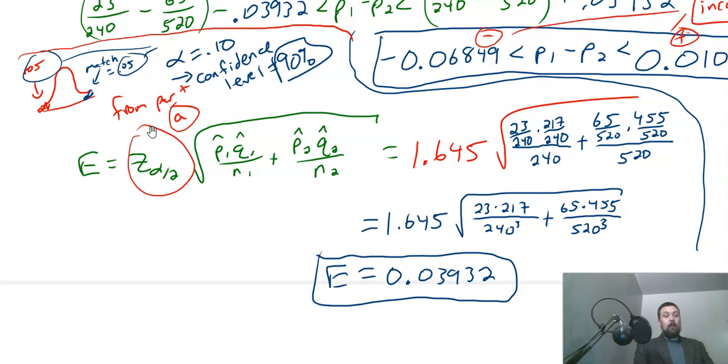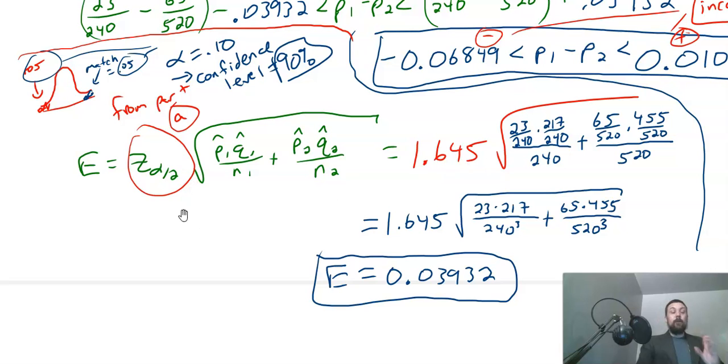And for the critical value, I want to use the same critical value from part A, which was 1.645. Now in part A, it was negative because it was a left tail test. But for the margin of error formula, you always drop the negative sign. So we want to use positive 1.645 as our critical value.